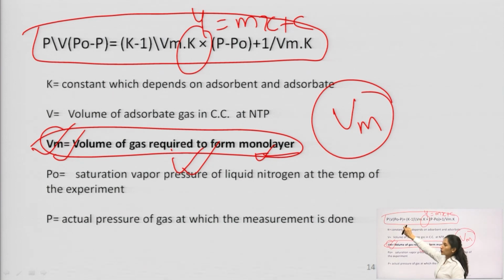This is known as the BET equation. What is the application of the BET equation? The BET equation will give the idea of the amount of gas which is required to make the monolayer, Vm.